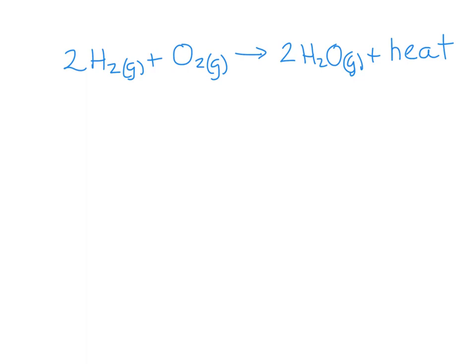So we're going to take some time today and we're going to talk a little bit more about chemical reactions. And so we have one here, which should look pretty familiar to you. We have some hydrogen reacting with oxygen, and we've got our arrow to produce some water and some heat.